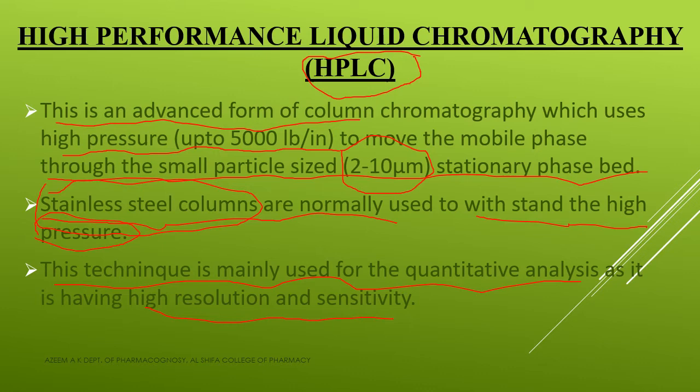So HPLC is an advanced form of column chromatography. HPLC is high performance liquid chromatography, and this is an advanced version of column chromatography. And here high pressure, which may range up to 50-100 pounds per inch, is used to move the mobile phase through the small particle sized stationary phase bed. The particle size of the stationary bed may range from 2 to 10 micrometers. Clear? And normally stainless steel columns are used, in order to withstand the very high pressure.